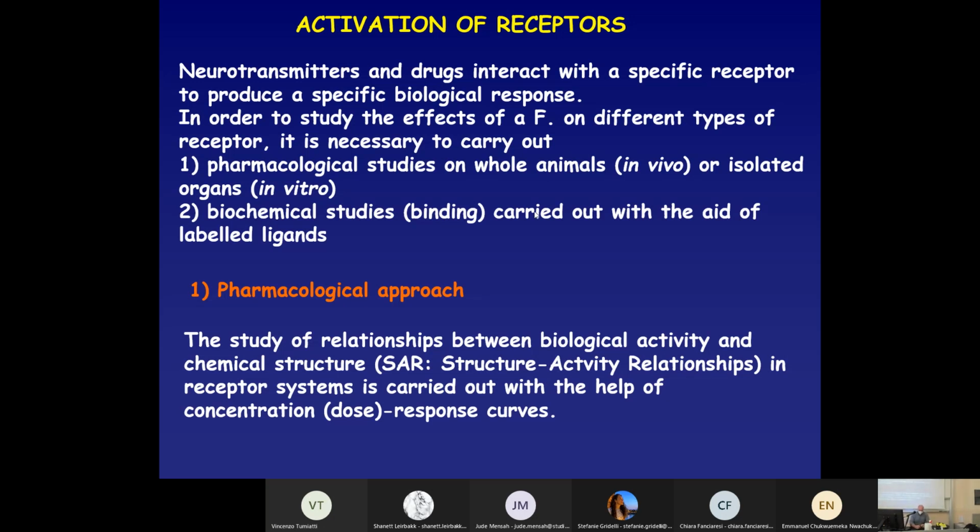Pharmacological. This means that I have to measure my compound directly on the target. So, I have to know where there is my target. Where is my receptor?